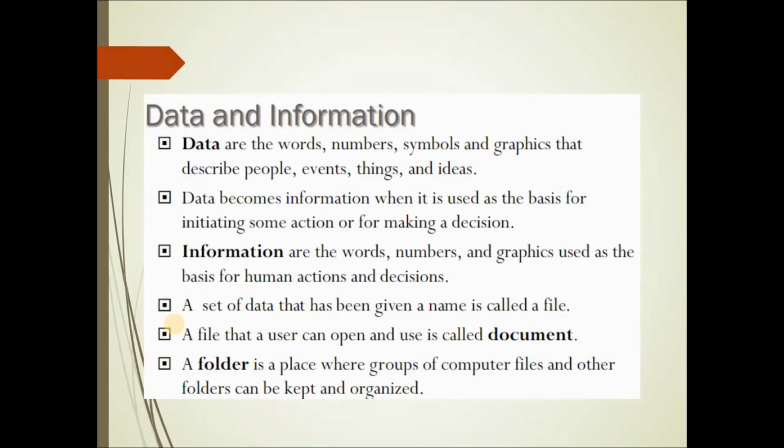Okay, data becomes information when it is used as the basis for initiating some action or for making a decision. Information are words, numbers, and graphics used as the basis for human action and decisions. A set of data that has been given a name is called a file. A file that a user can open and use is called a document. A folder is a place where groups of computer files can be stored.